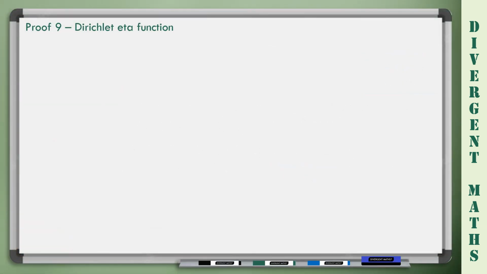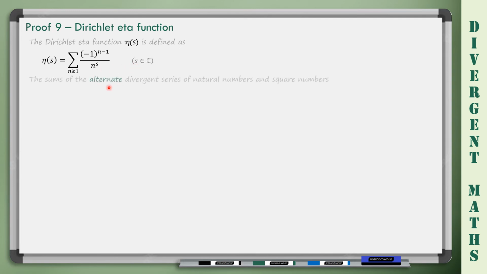Proof number 9, Dirichlet eta function. So the Dirichlet eta function, eta of s, it's the eta with a long leg, is defined as eta of s as the sum from n equal 1 to infinity of -1 to the n minus 1 over n to the s, s being a complex variable on a complex plane. So the sums of the alternating divergent series of natural numbers n and square numbers are equal to the Dirichlet eta function evaluated with s equal -1 and s equal -2 respectively.